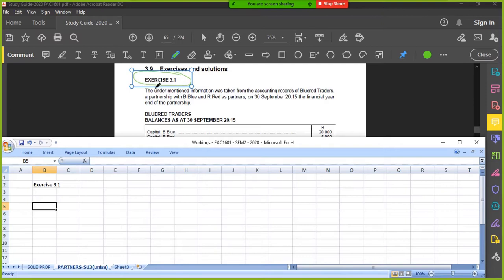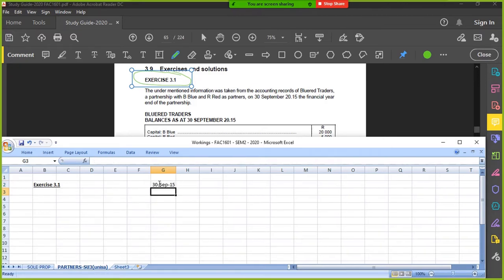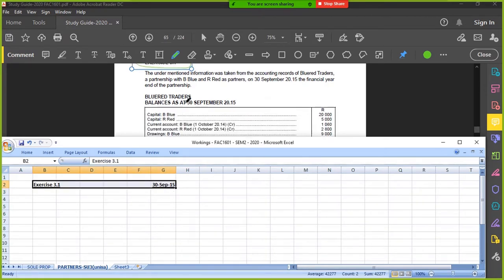Right, exam technique, look for the financial year end. Here, 31st September, 30th September. What is the date? 2015. We've got blue-red traders. Do you see that? We've got blue and we've got red. Do you see that?